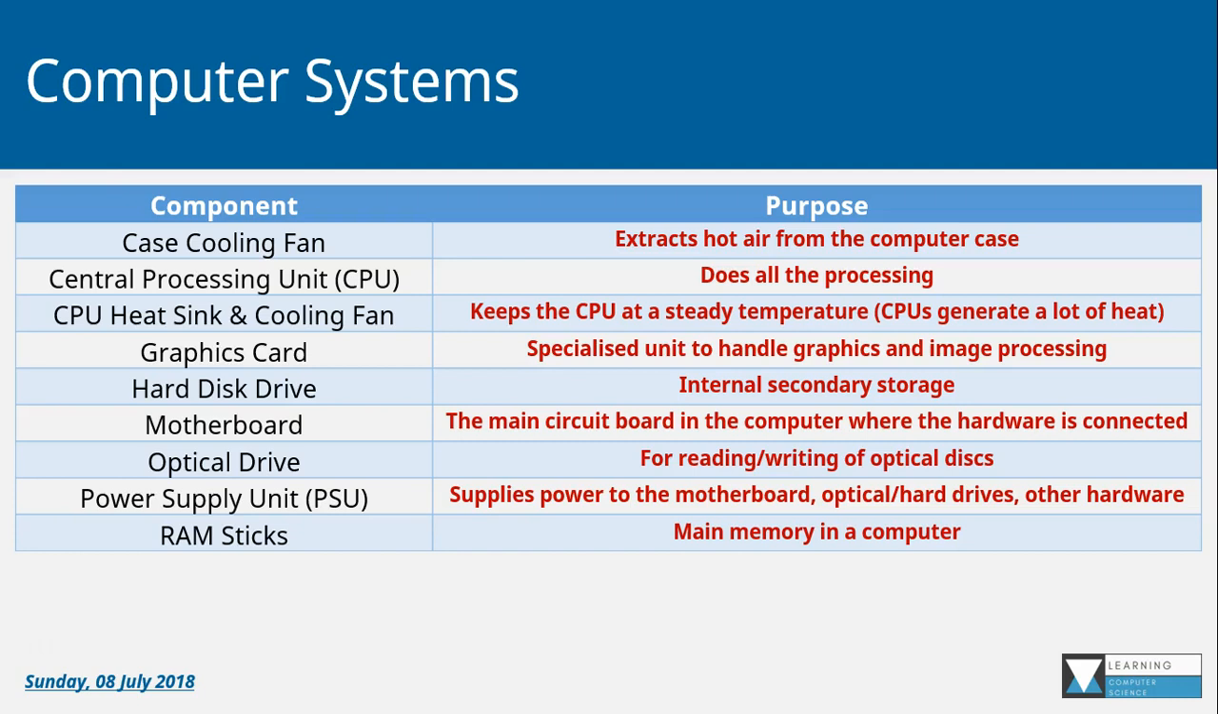Okay. We've then got the graphics card. This is to specialize in handling graphics and image processing, so it works similar to the CPU, except it focuses mainly on graphics and images. You've then got the hard disk drive, which is an internal secondary storage. Again, we're going to look at secondary storage and memory in a future video. We've also got the motherboard. This is to connect all of the different hardware together.